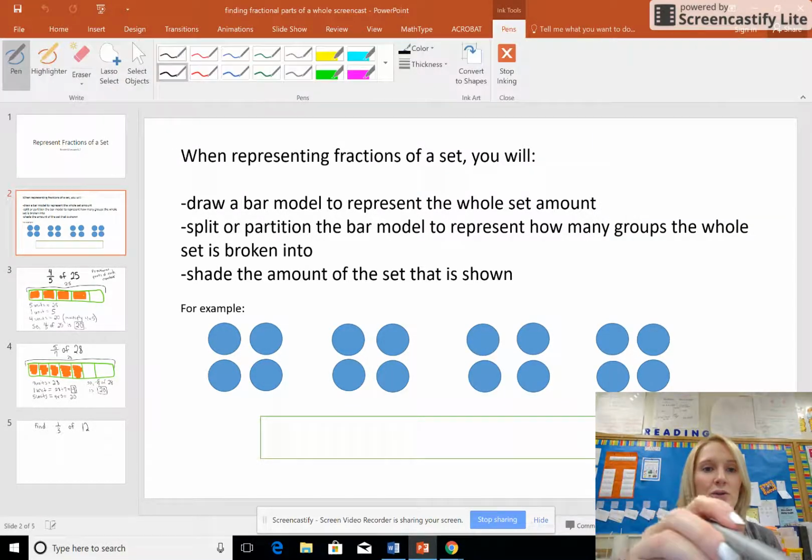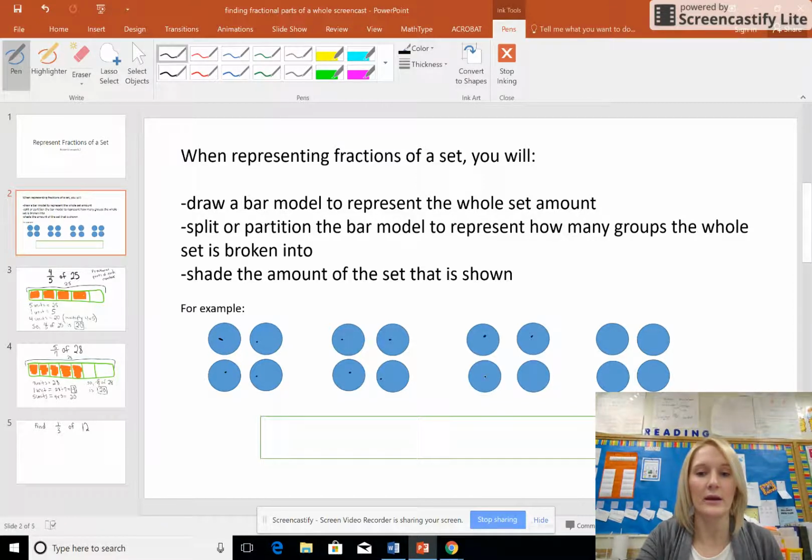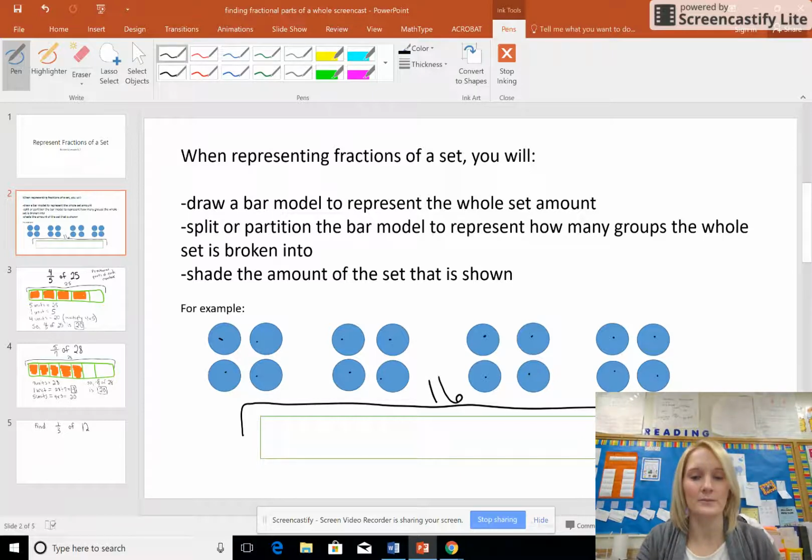So the first step is we are going to count how many total circles we have in this set. So let's count together. 1, 2, 3, 4, 5, 6, 7, 8, 9, 10, 11, 12, 13, 14, 15, 16. When I draw this bar model, and I already have it drawn at the bottom, I'm going to label the entire bar 16. That's how much the entire set is worth.